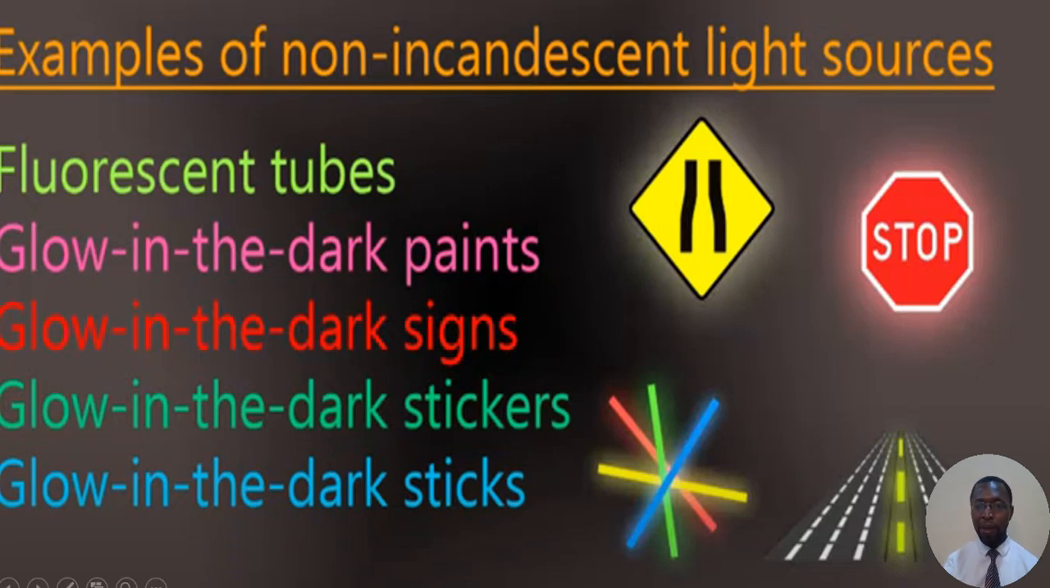We have some signs like the stop sign at night. You see these signs glowing. They need not be hot before they can emit light. So they are known as non-incandescent light sources. That's because they need not be heated up before they emit their light.